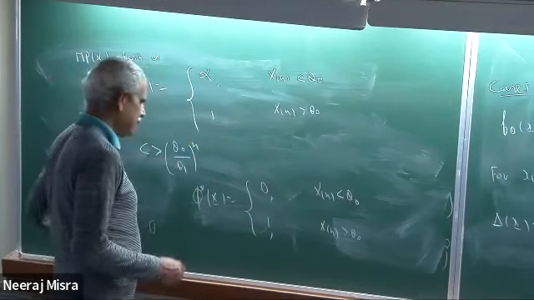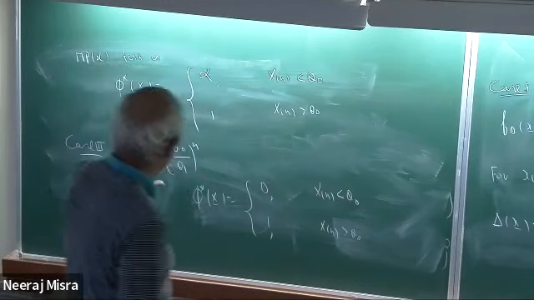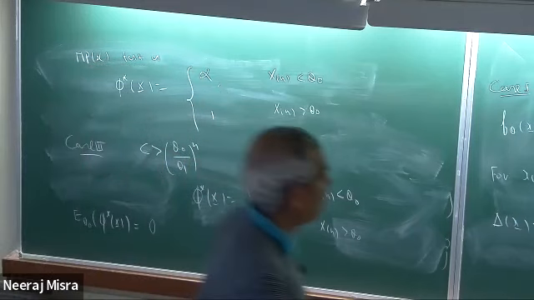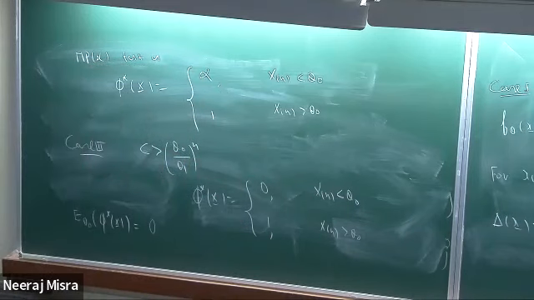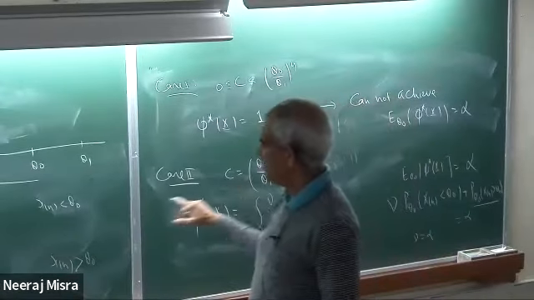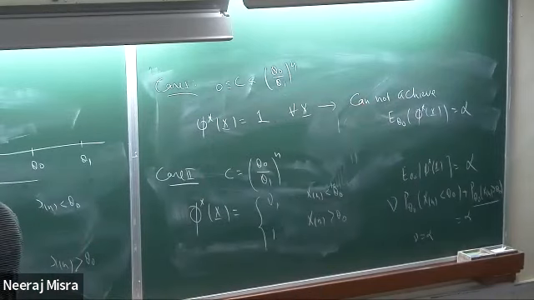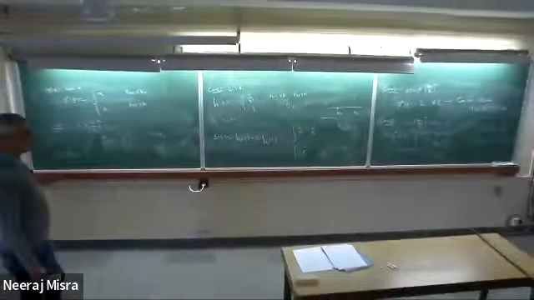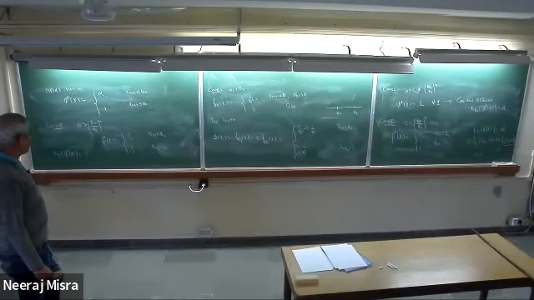So let us try to see this case very, very carefully. What you have is C is bigger than theta naught upon theta 1 to the power n, so that means this is less than zero. So that means phi is zero if xn is less than theta naught, and one if xn is bigger than or equal to theta naught.